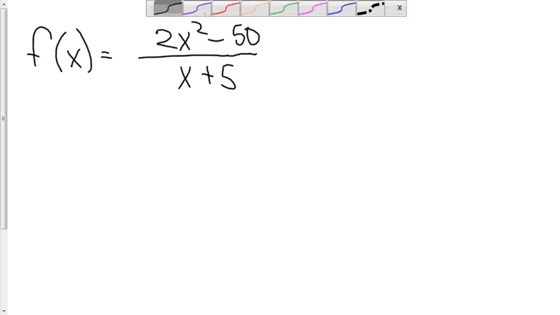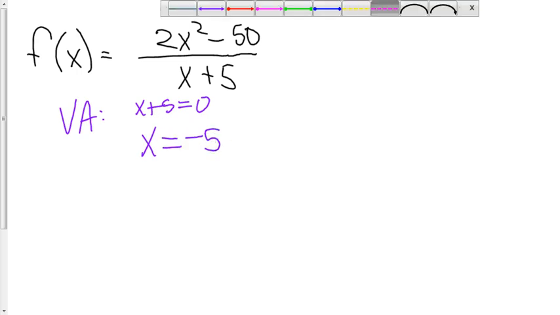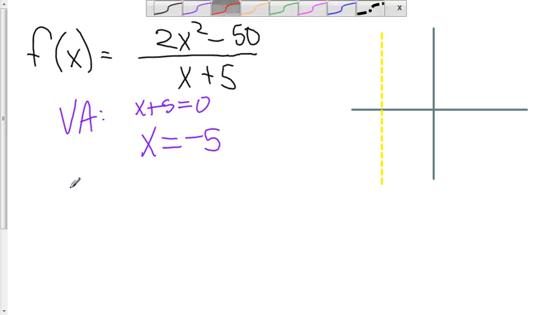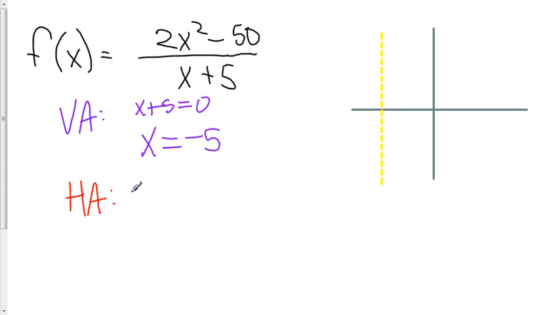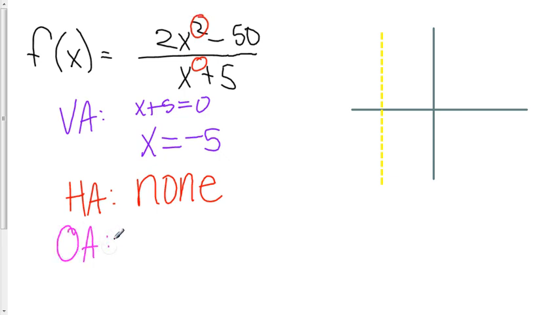Here in the third one, vertical asymptote. Set the denominator equal to 0. Solve it, and x equals -5. So then that would mean right here we would have a vertical. Horizontal: this is bigger than that, so there is none. Now, the degree here is 2, the degree there is 1, so here we would have an oblique asymptote, or a slant. So we need to find that.